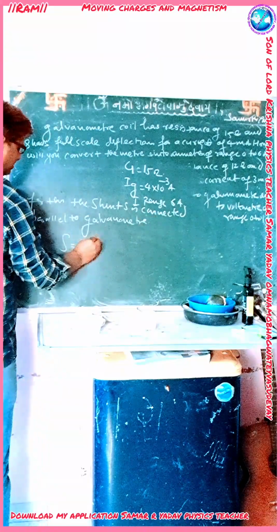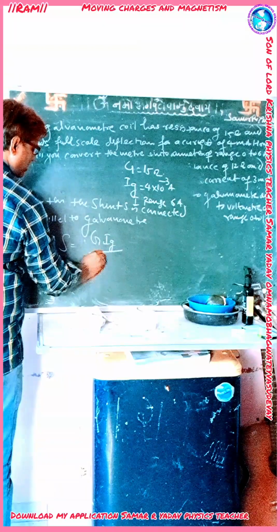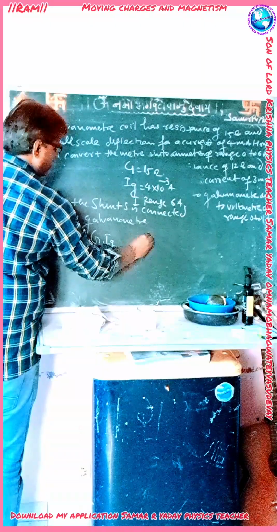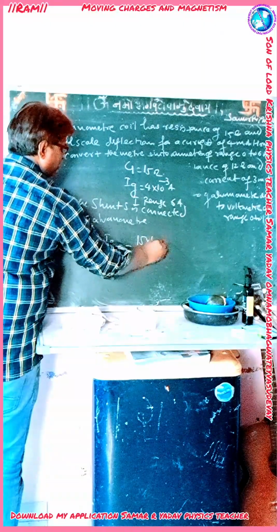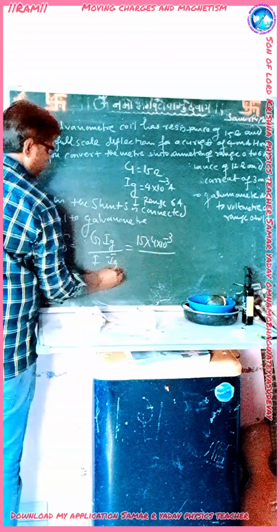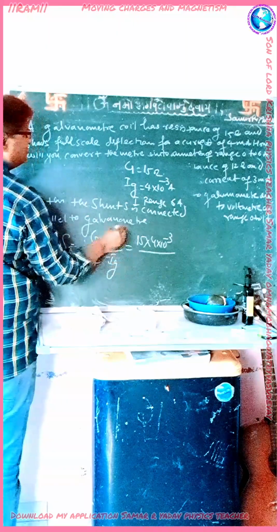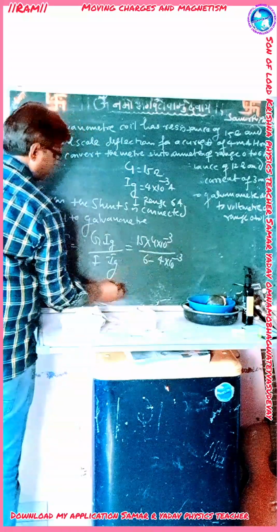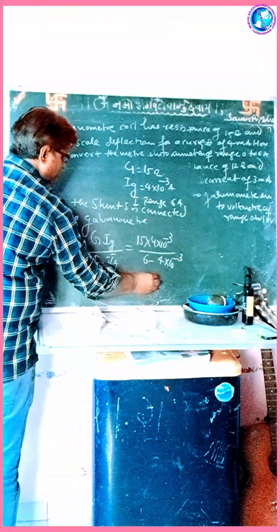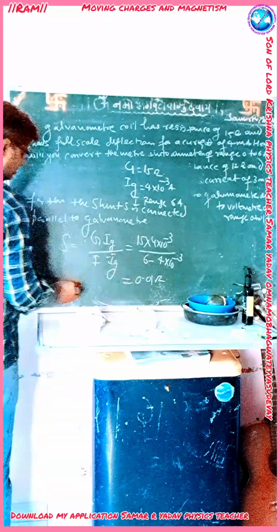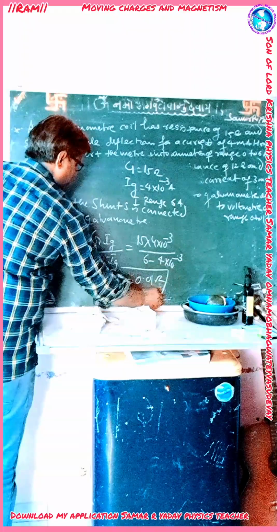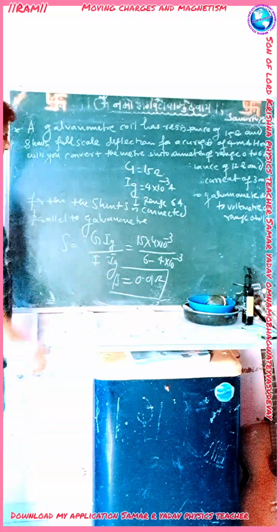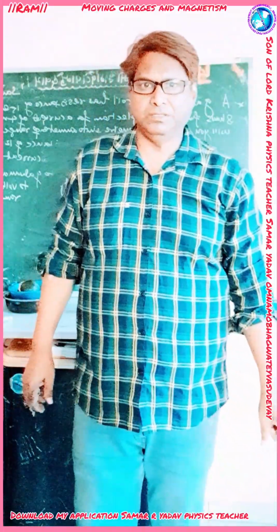So S is equal to G IG upon I minus IG. G is given as 15, IG is 4 into 10 to the power minus 3, upon I, that is 6, minus 4 into 10 to the power minus 3. Simplifying, we will get 0.01 ohm. So this resistance S is connected in parallel in the circuit, and then the galvanometer is converted into an ammeter of range 6 ampere. This is how to understand this numerical.